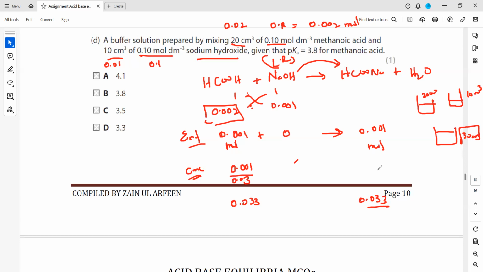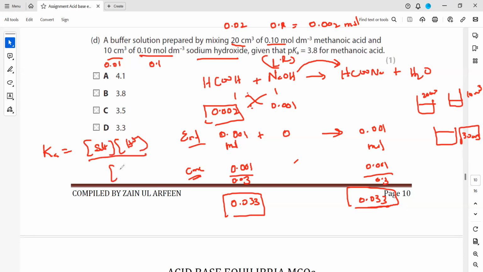Now, moles per dm cube, the concentration, because this is 0.001 divided by 0.03, we get the same amount. What will happen if we have equal moles of a salt and the acid? We have the formula Ka is equal to concentration of salt times the concentration of hydrogen ion divided by concentration of acid. If we have salt and acid in the same concentration, they simply cancel out each other.